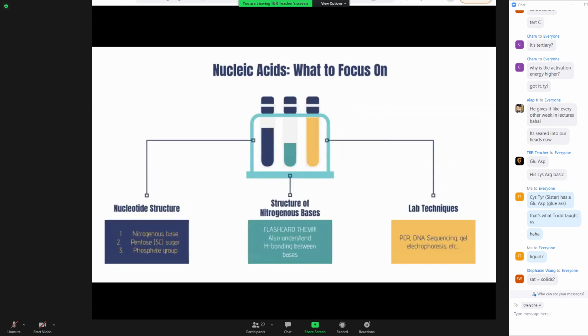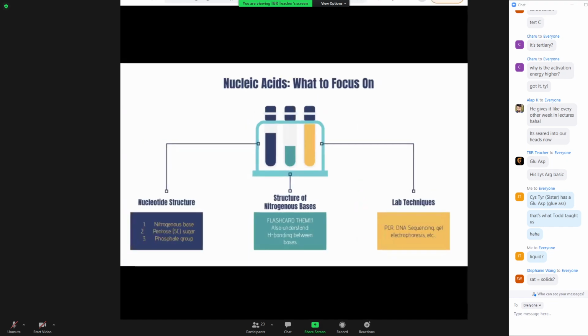And then nucleic acids, what to focus on. So be able to first understand what makes up a nucleotide. But something that I don't think is emphasized enough is actually knowing the structure of the nitrogenous bases. I had a lot of practice questions with these, and I think I had maybe 1 or 2 questions on the MCAT asking about the structure of the bases. So you should be able to identify them by looking at them, which I know can be tough, but the more you practice and the more you flashcard them, the easier it is to remember what they look like and create tricks to remember what's what.